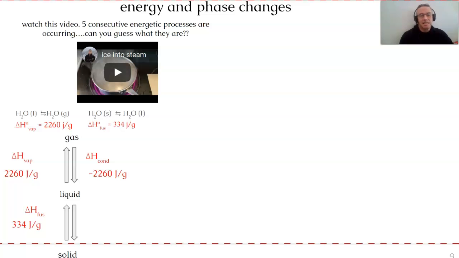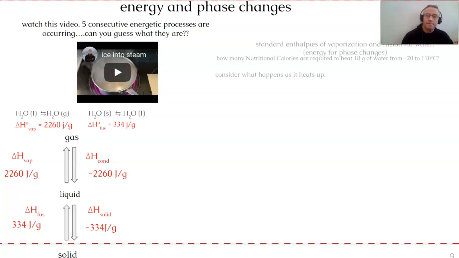But we can go in the opposite direction. We can condense that steam. That should release energy to the surroundings to the tune of 2,260 joules per gram. And we can, of course, freeze that water, and that will release. Isn't that interesting? Freezing releases energy, 334 joules per gram.